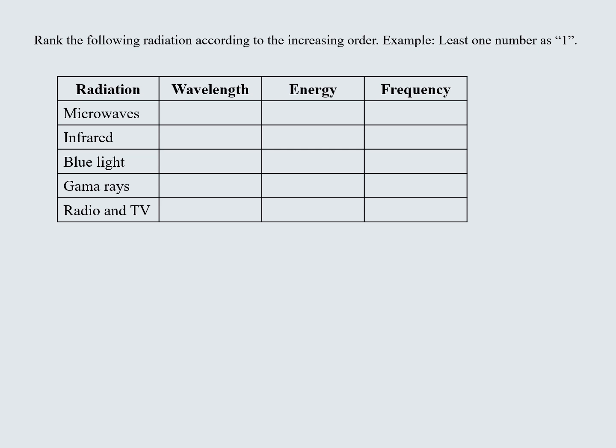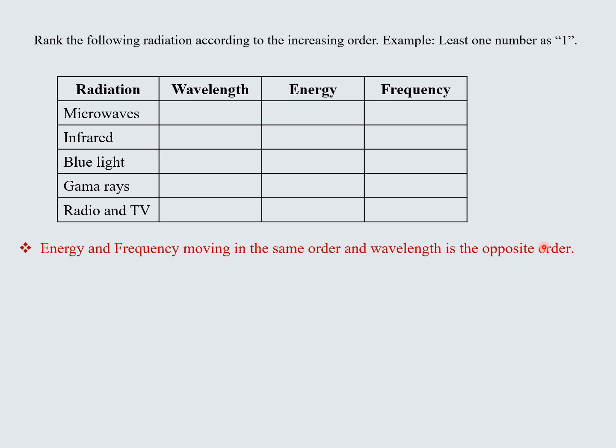Let's see one example. Rank the following radiation according to the increasing order. There are 5 types of radiation given: microwave, infrared, blue light in the visible portion, gamma rays, and radio and TV waves. You need to arrange these 5 spectral regions in increasing order of wavelength, increasing order of energy, and increasing order of frequency. Give 1 for the least frequency, least energy or least wavelength, and number 5 for the highest energy, highest wavelength and highest frequency.